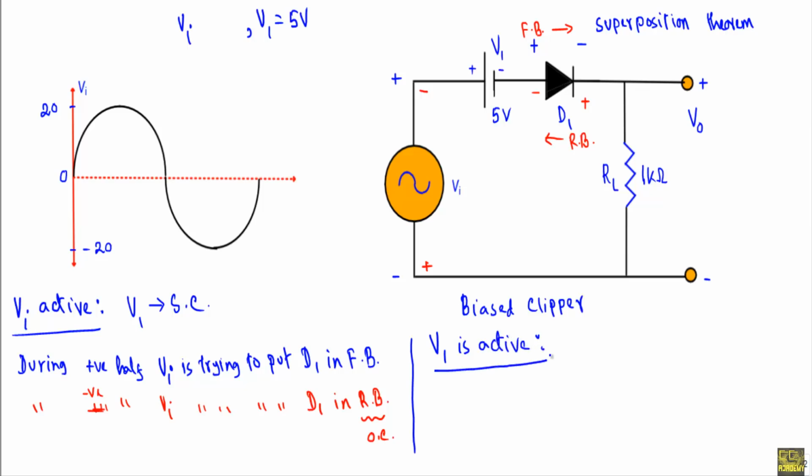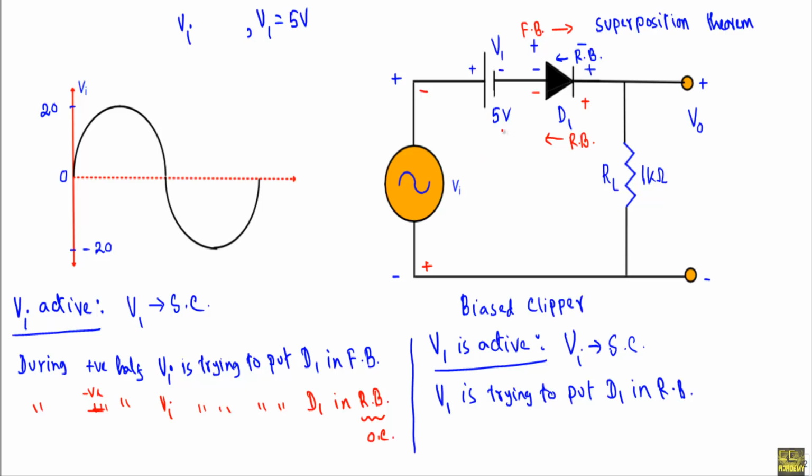Now consider the case when V1 is active. When we keep V1 active, we will mentally replace this input voltage with a short circuit. In that case, you will see the positive terminal of V1 will be connected with the N side of D1, and the negative terminal will get connected with the P side of D1. That means V1 is trying to put the diode D1 in reverse bias, and when the diode is in reverse bias, there will not be any current flow except the leakage current. So V1 will try to conduct the current in this direction by keeping the diode in reverse bias. So here we have total three effects: this forward bias effect, this reverse bias effect due to V1, and this reverse bias effect due to the negative half cycle of the input voltage.